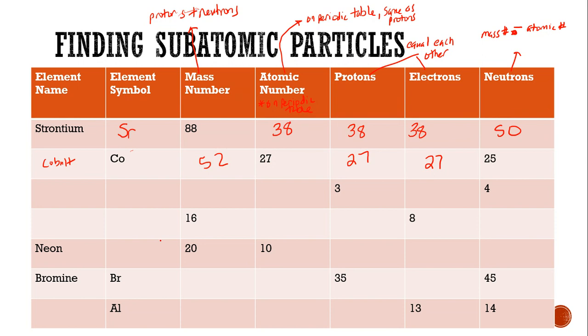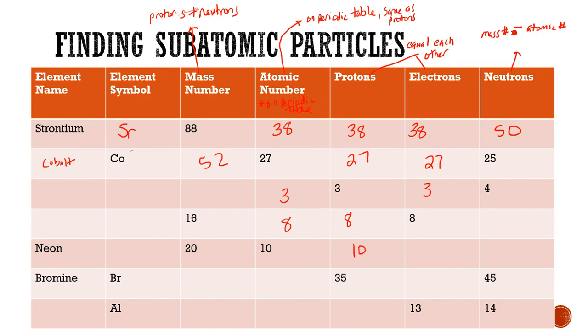Again, this table actually becomes a lot easier to fill out if you know that atomic number, protons, and electrons all equal. So we're actually going to do that real quick. Protons, electrons, and atomic number all equal. Again, electrons is 8. That means protons have to be 8.